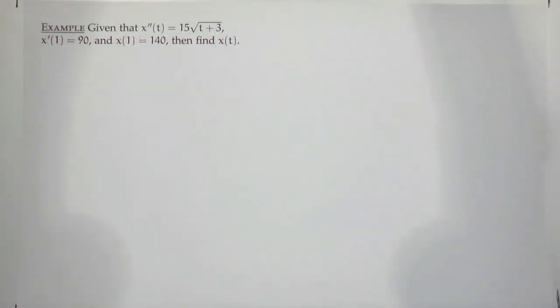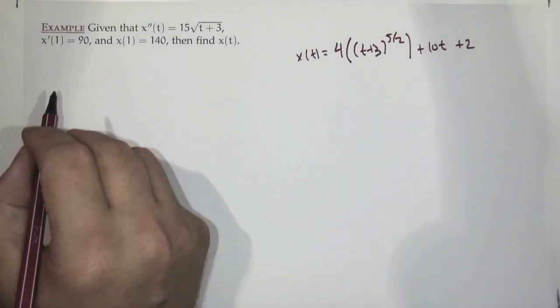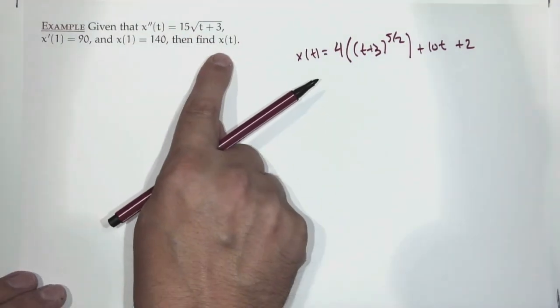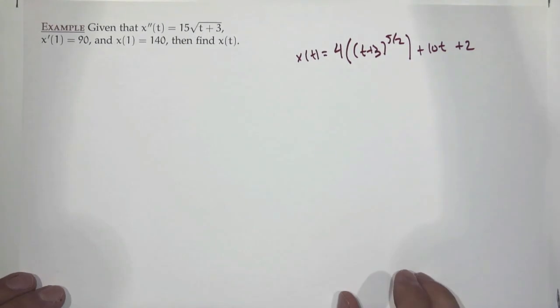Given that x double prime of t equals 15 square root of t plus 3, that x prime of 1 equals 90, and x of 1 equals 140, find x of t. All right, so we have the second derivative. We want just a function. So how many integrals do we get to do?